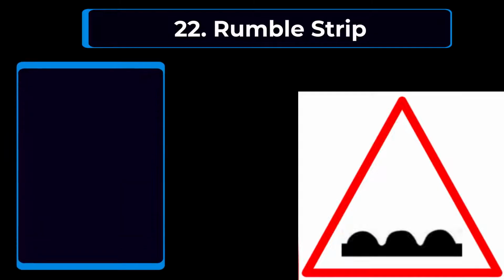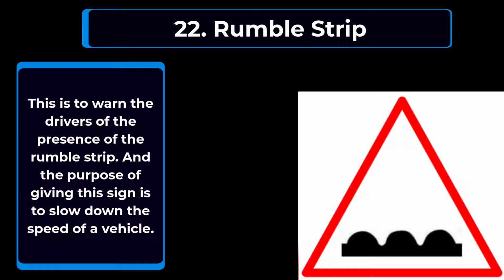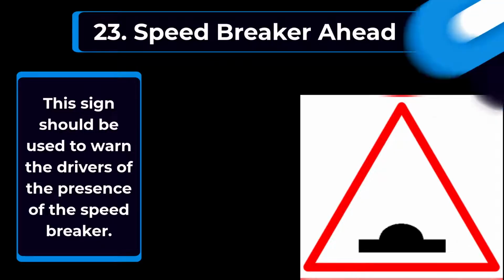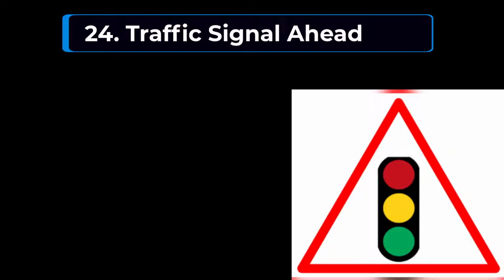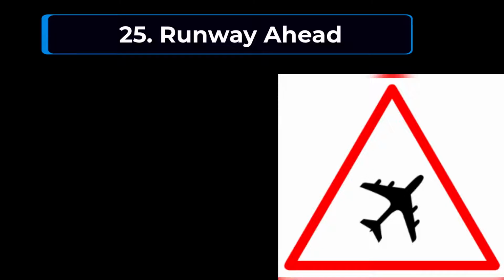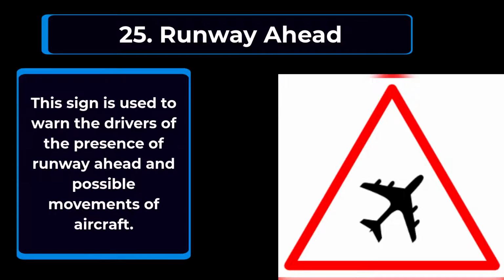22. Rumble strip. This is to warn the drivers of the presence of the rumble strip, and the purpose of giving this sign is to slow down the speed of a vehicle. 23. Speed breaker ahead. This sign should be used to warn the drivers of the presence of the speed breaker. 24. Traffic signal ahead. This sign should be used to caution the drivers of the presence of traffic signals. 25. Runway ahead. This sign is used to warn the drivers of the presence of a runway ahead and possible movements of aircraft.